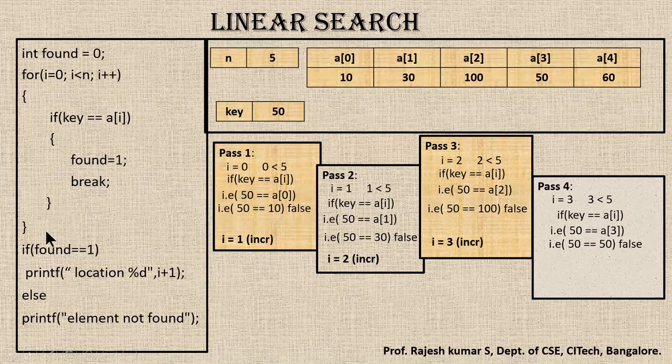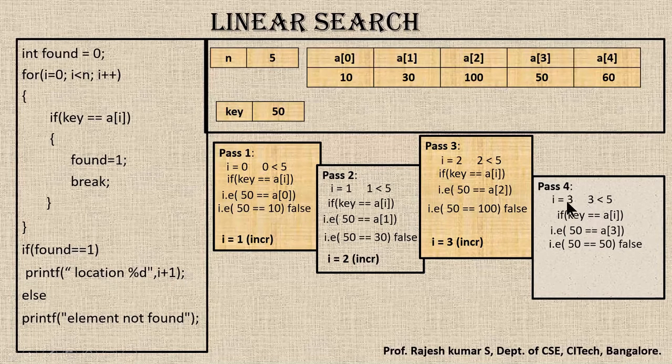When I come out of the loop, what is written over here? Found equals to 1. We have updated the value. We have changed the value as 1. Found 1 equals to 1. Yes, 1 equals to 1. We are printing the location. The location is printed by using i plus 1. Why do we use i plus 1? Because our index starts with 0.